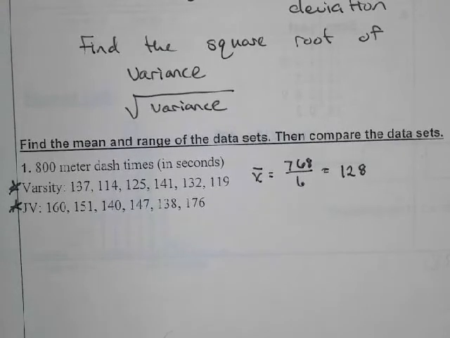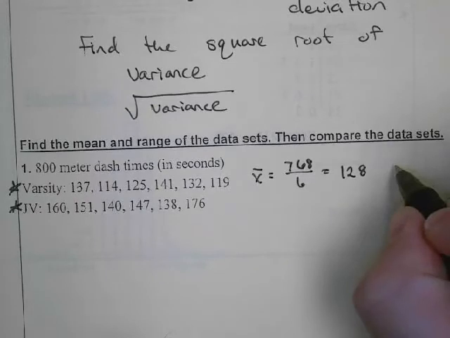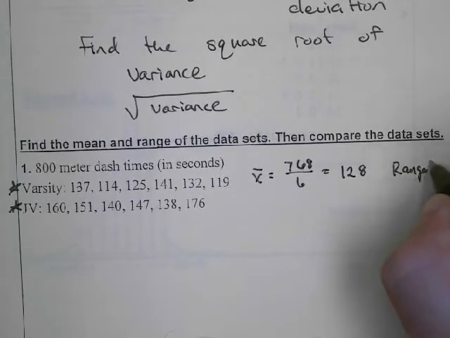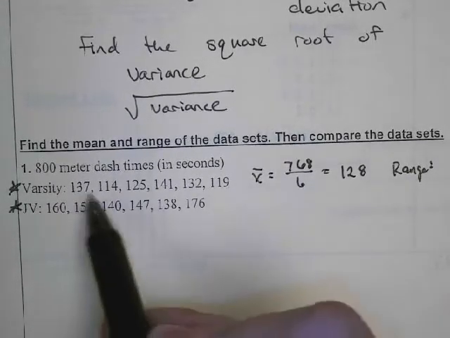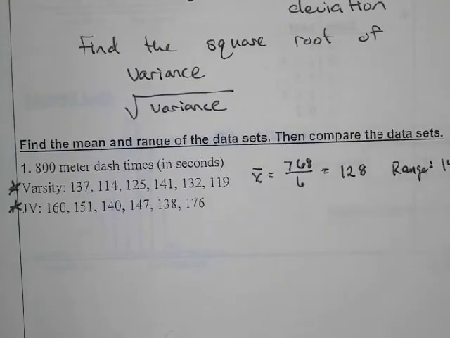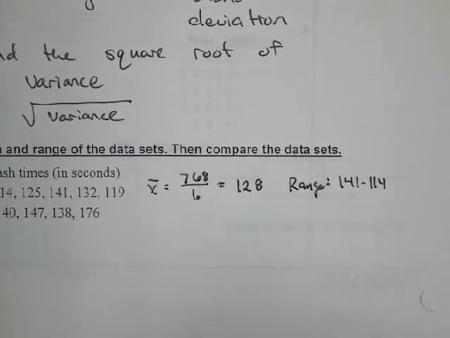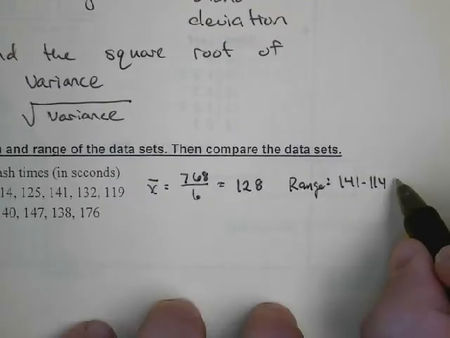Now to find the range, we'll take the greatest value, 141, and subtract from that the smallest value, 114. Once we've done that, we'll see that the range is 27.